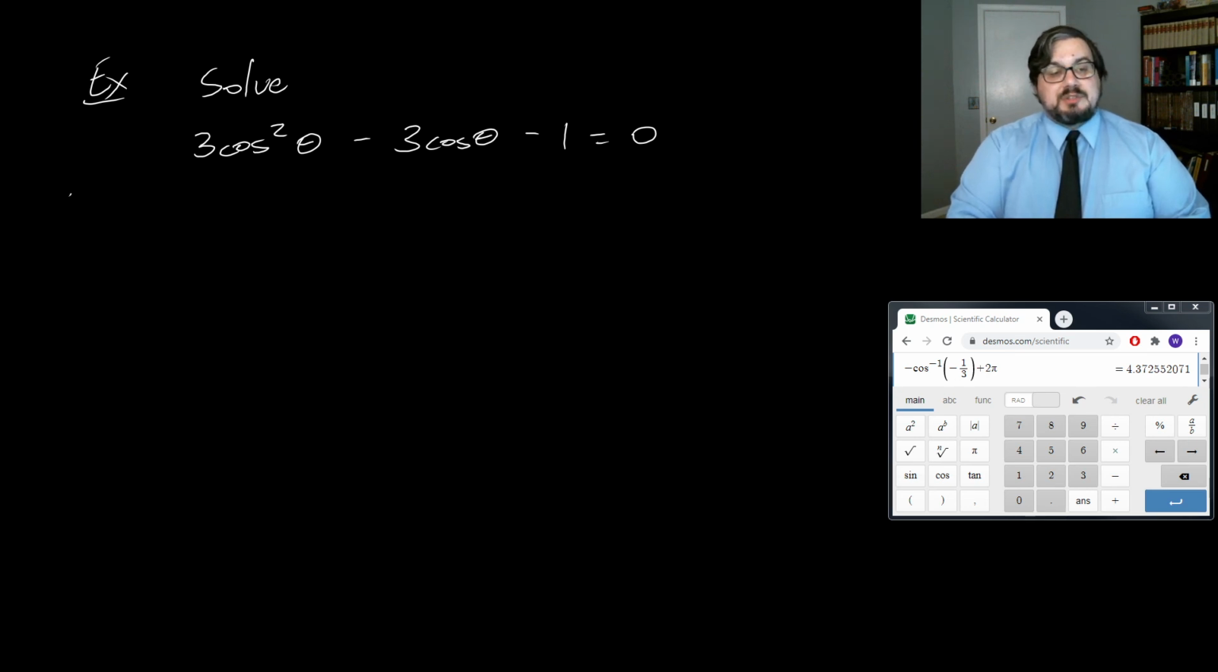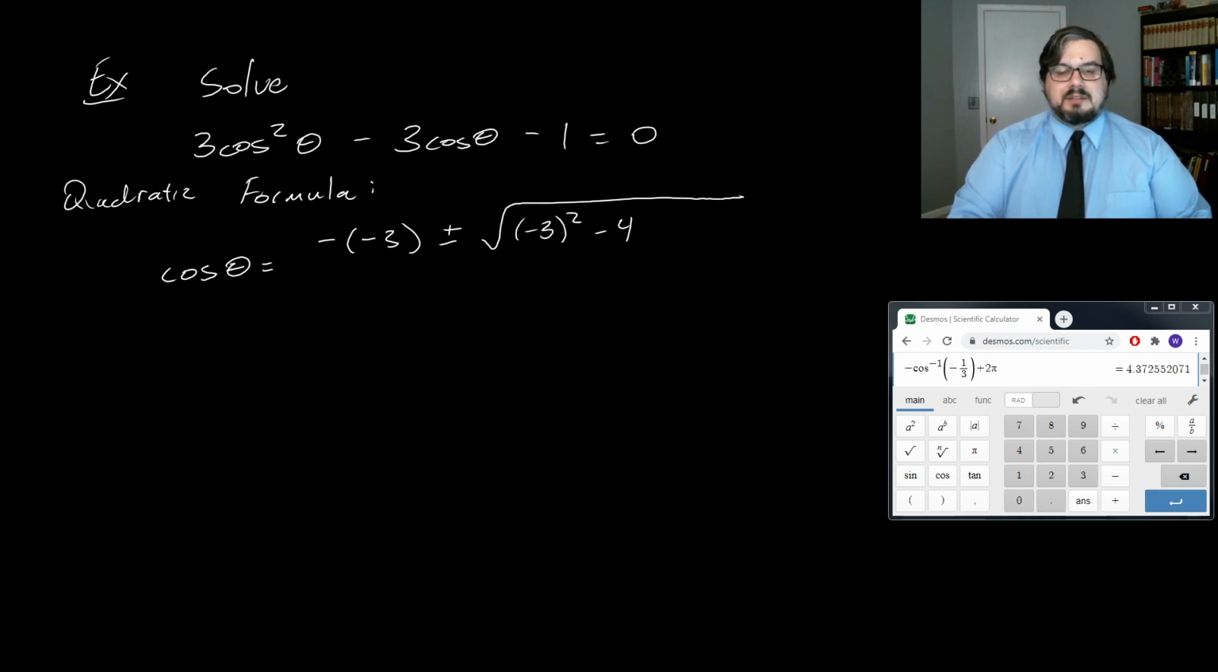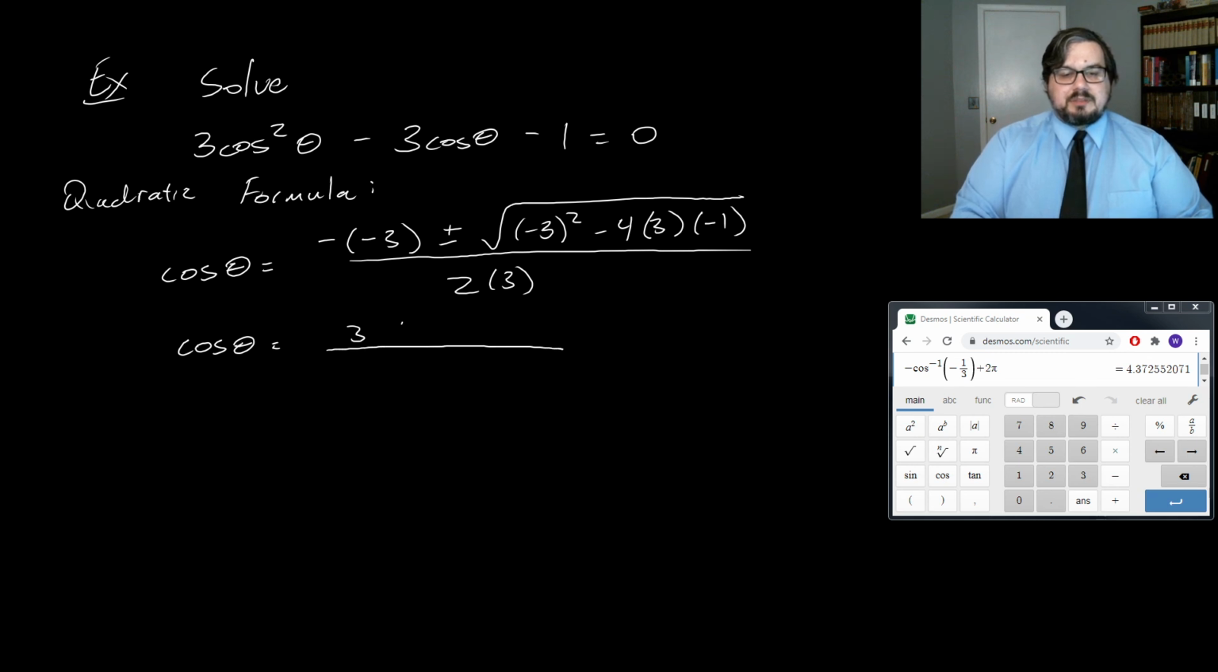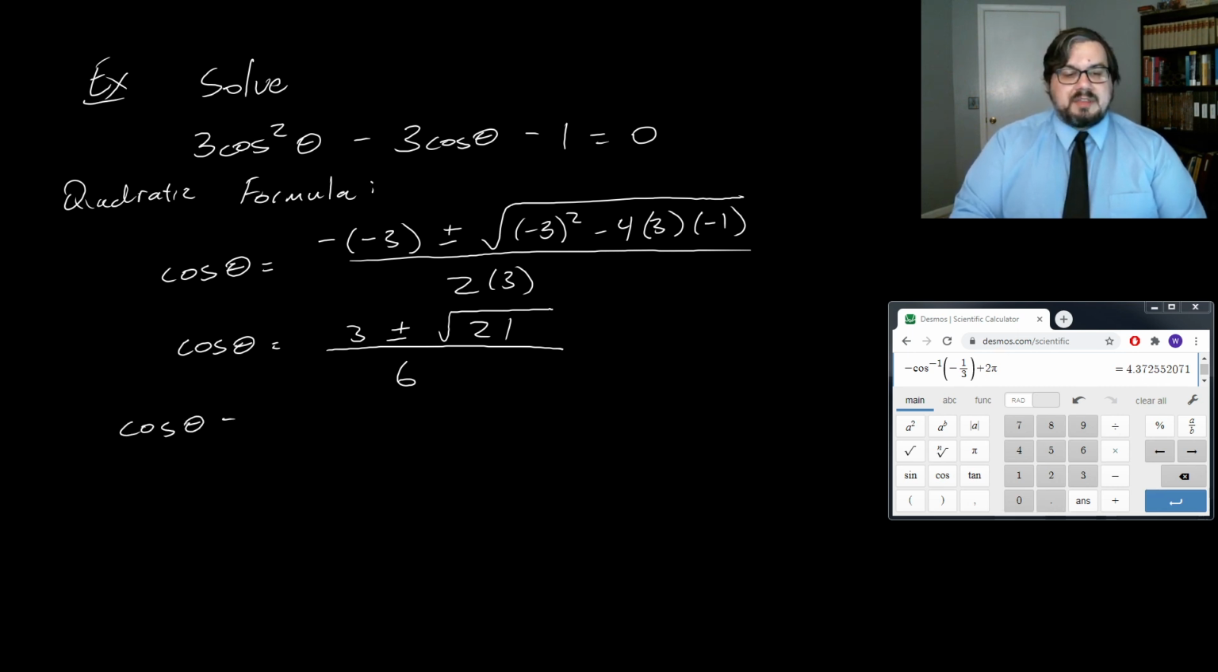Now, one thing that we can do here is use the quadratic formula, using cosine theta as the variable. We get that cosine of theta is equal to negative b plus or minus the square root of b squared minus 4 times a times c, all over 2 times a. And you get cosine theta is equal to 3 plus or minus the square root of, let's see, 9 plus 12 is 21. So we get cosine of theta is equal to 3 plus or minus the square root of 21 over 6. So that means that cosine of theta is equal to 3 plus the square root of 21 over 6, or cosine of theta equals 3 minus the square root of 21 over 6.